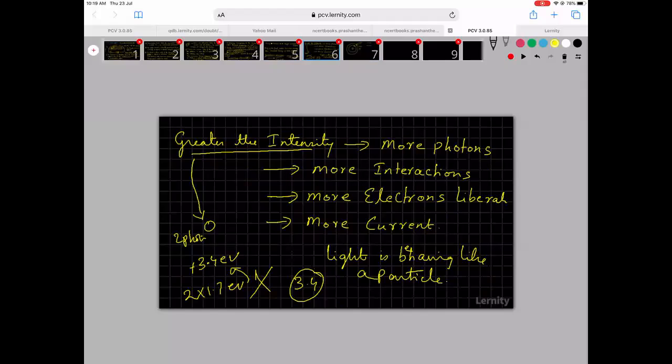Then I am telling you about intensity. Greater the intensity, more the number of photons. More photons will hit the electrons, more electrons will be liberated, and then there will be more current.